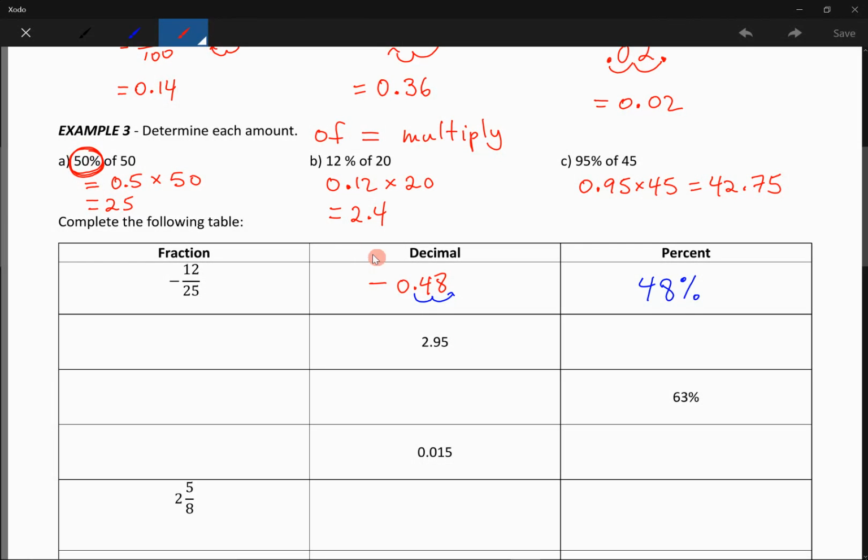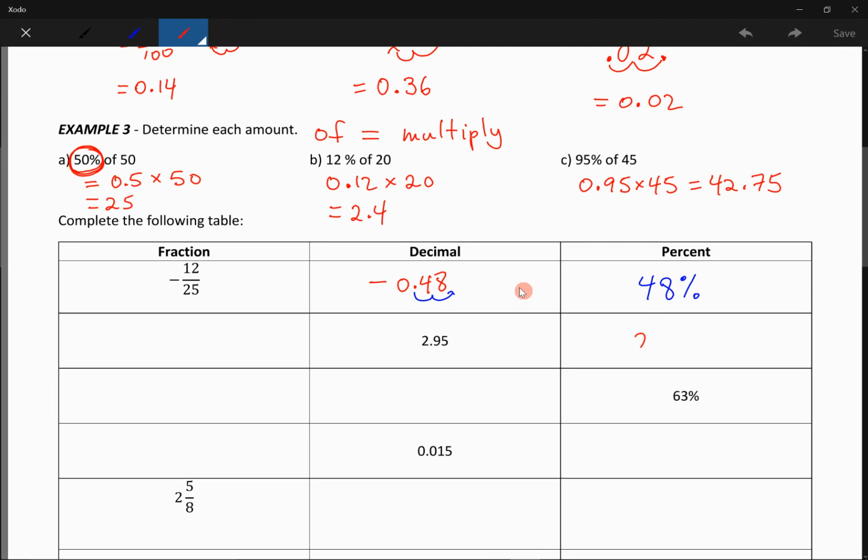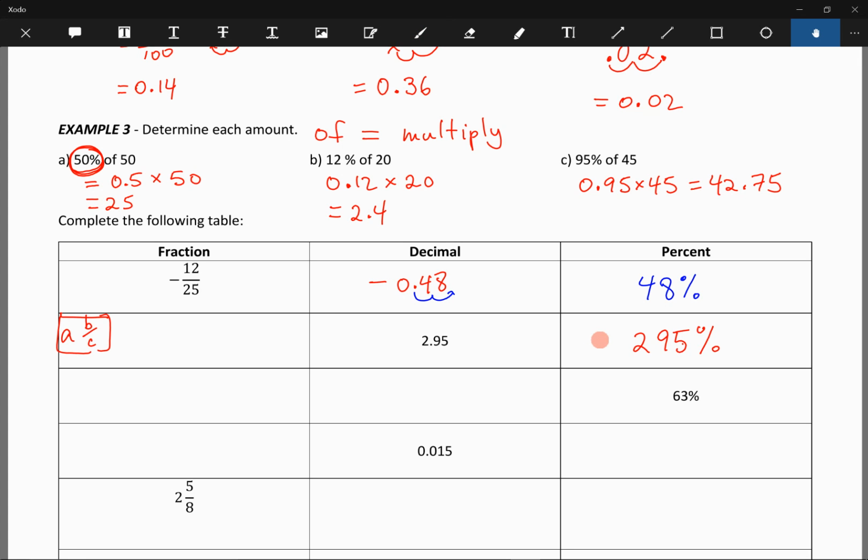Doing the next one, 2.95. Move the decimal place 2 spots to the right, and you're going to get this really big percentage, 295%. And you're allowed to have percentages greater than 100. That's fine. And if I convert this back to a fraction, if you remember from one of our earlier lessons, you could use this button on your calculator, A over BC, and that can help you. Or you can just write your percentage out of 100, so it's just going to be 295 over 100. In reduced form, that's 59 over 20 if you divide the top and the bottom by 5.